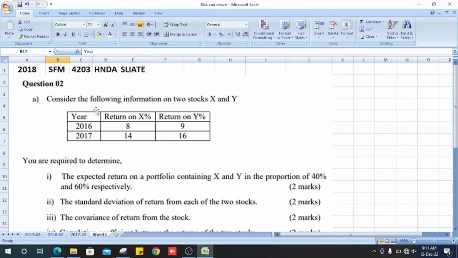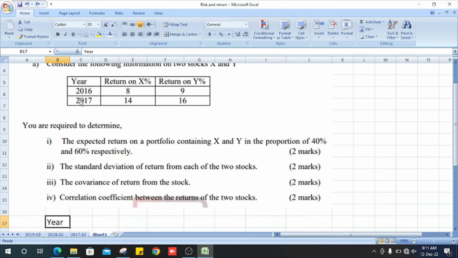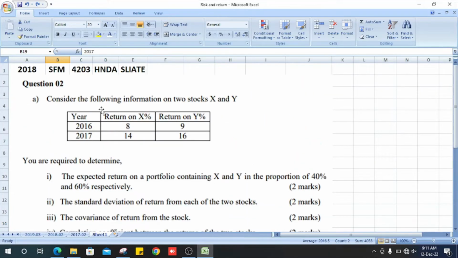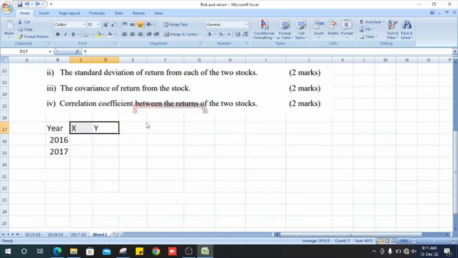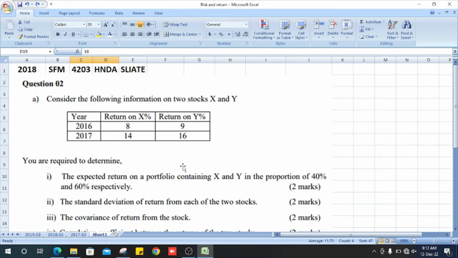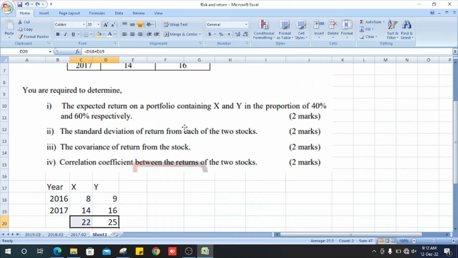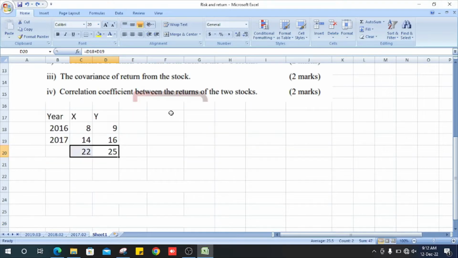First, we copy the table, the given information. The first year 2016-17, return on X 8, 14, and in Y 9, 16. For the first one they ask us to calculate the expected return. How do we calculate expected return? We get the total of X and Y and divide it by the number of years. The 22 divided by 2 is 11 and 25 divided by 2 is 12.5.